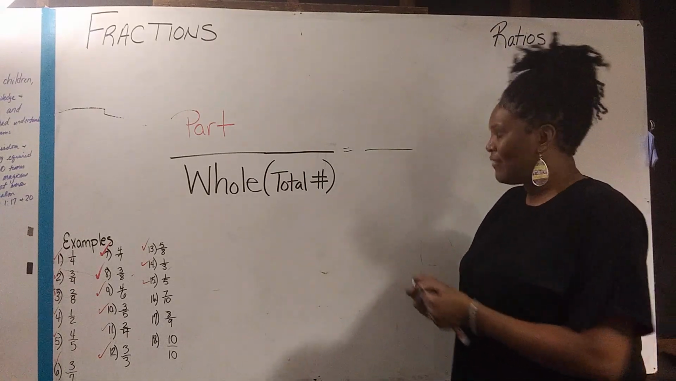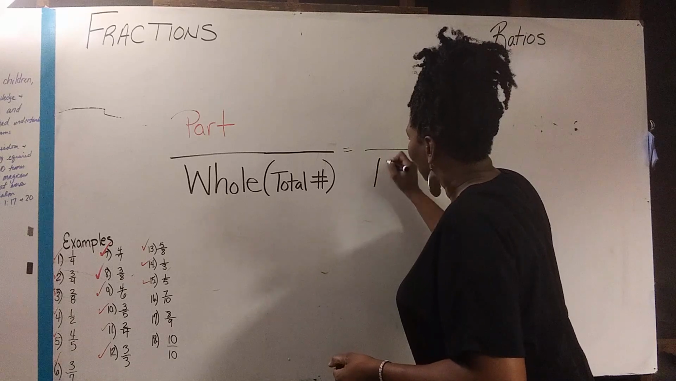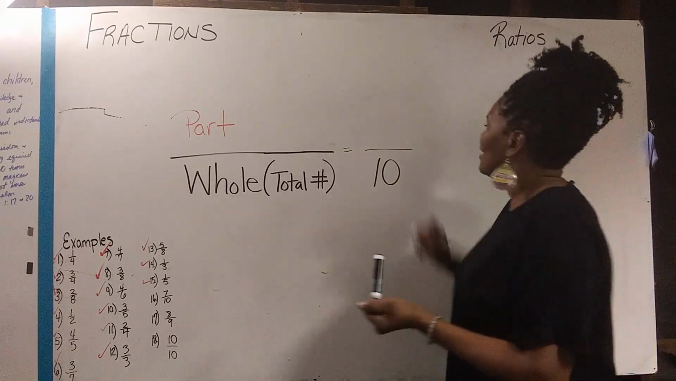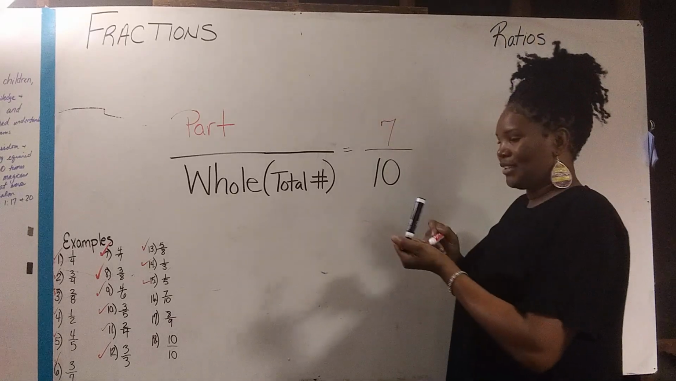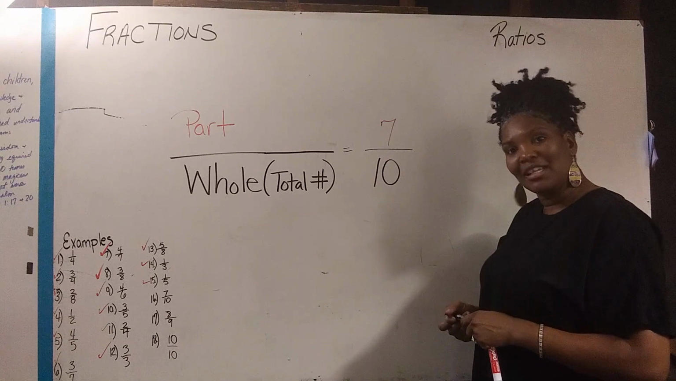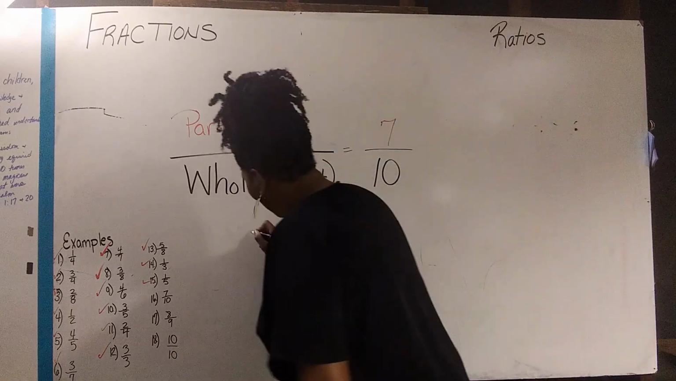All right, what's the next one? Ooh, big one. 7/10. So 10 is at the bottom. That's how many circles we're going to draw. And what's the number at the top? 7. So we have to draw 10 circles. And how many are going to be colored in? 7.